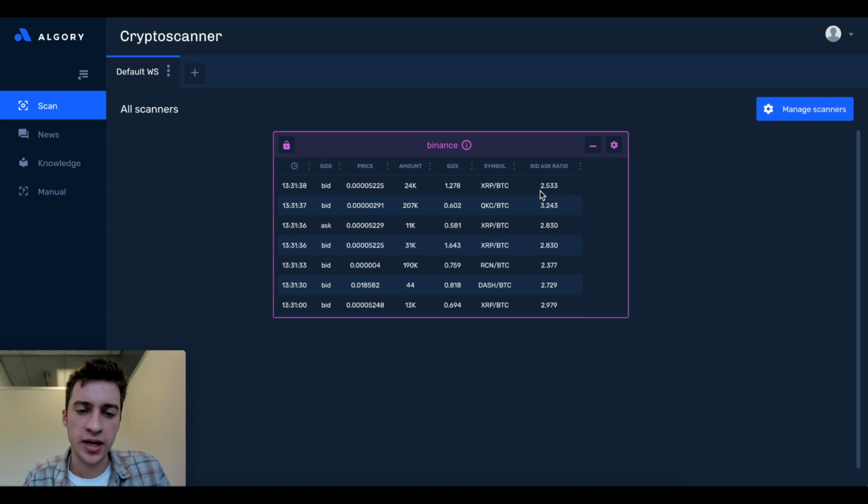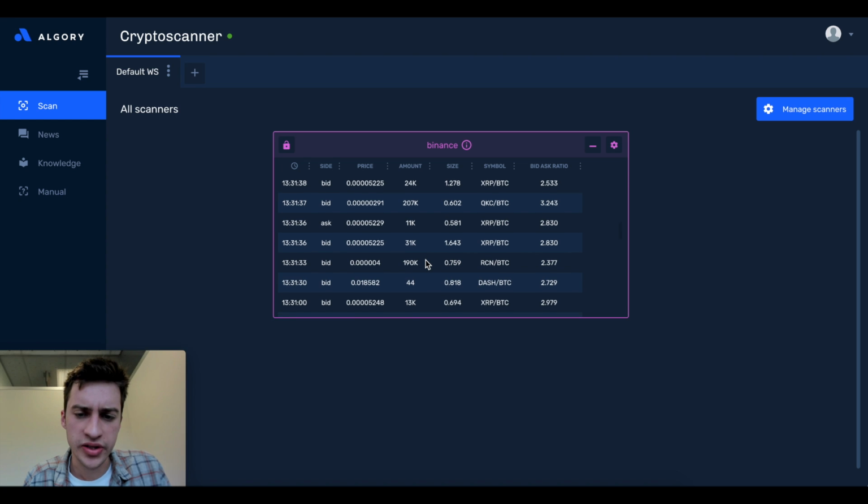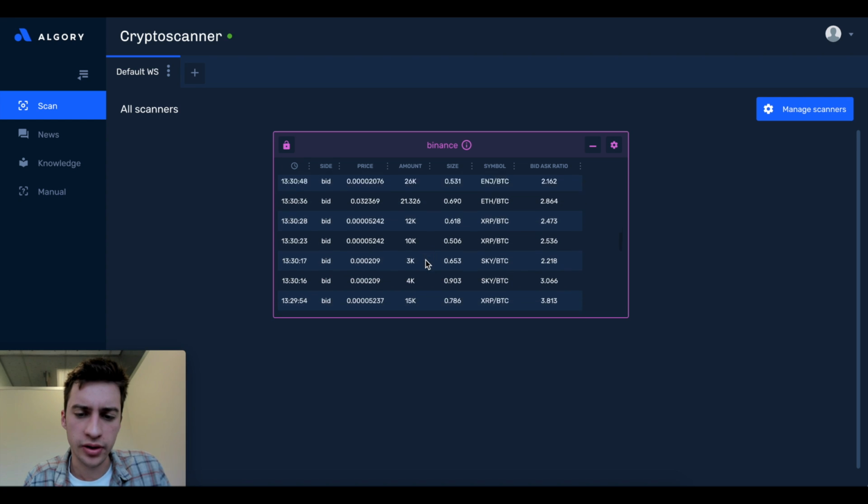This is going to show me how much larger the best bid is than the best offer, or how much larger the best offer is than the best bid. Offer and ask are the same, that's just the limit sell. The best bid is the highest bid in the order book, and the best offer is the lowest offer in the order book.